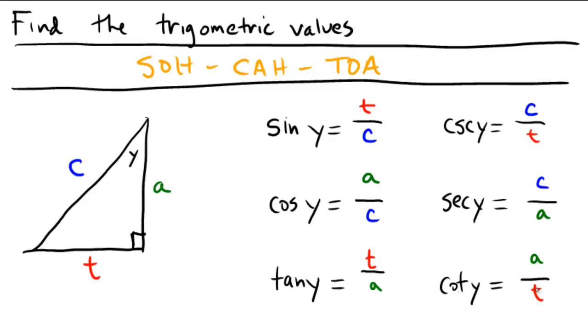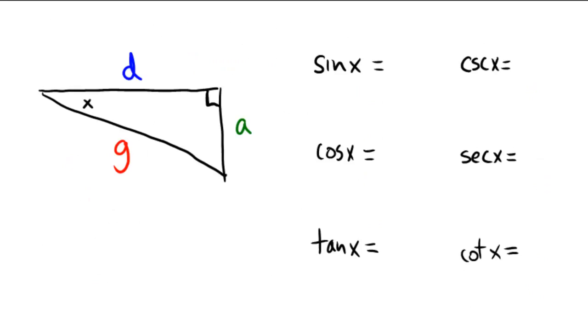So SOH CAH TOA. Pause the video and try to do this one, DAG. Recall that sine is a ratio. I'm going to put in my fraction lines at the beginning here, since all of these are going to be ratios of side lengths. X is the angle that's located right here.